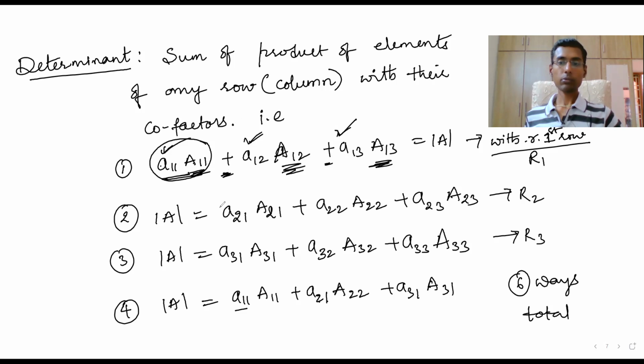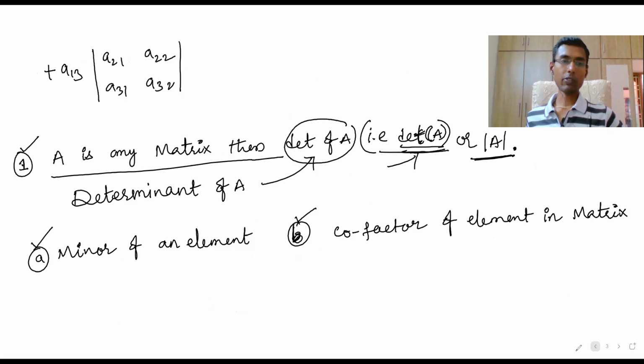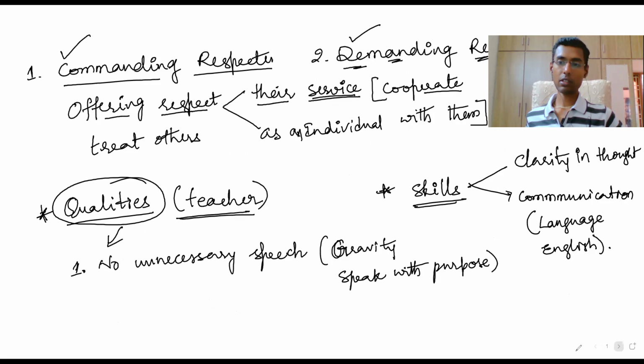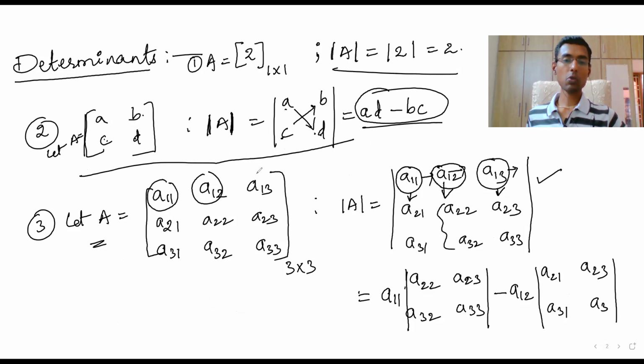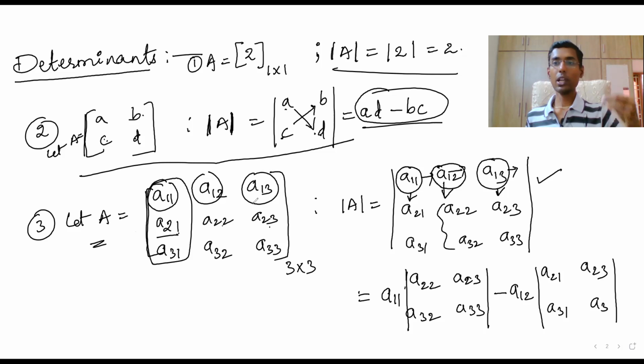For first order, it's direct. For second order, we can apply the definition, but this is easy to remember, therefore AD minus BC. For third order, first element into its cofactor, plus second element into its cofactor, plus third element into its cofactor. The second row also works the same. Or you can take a column: first column elements into their cofactors, or the second or third column. You will get all the same.